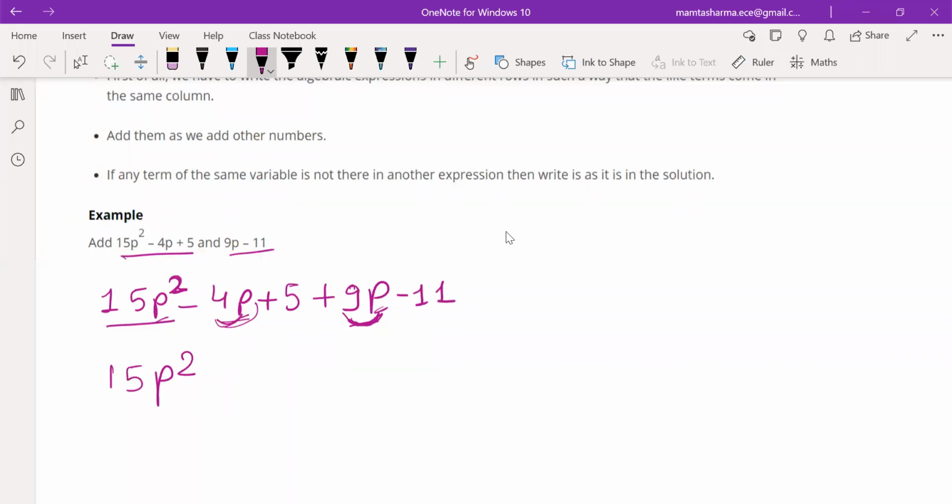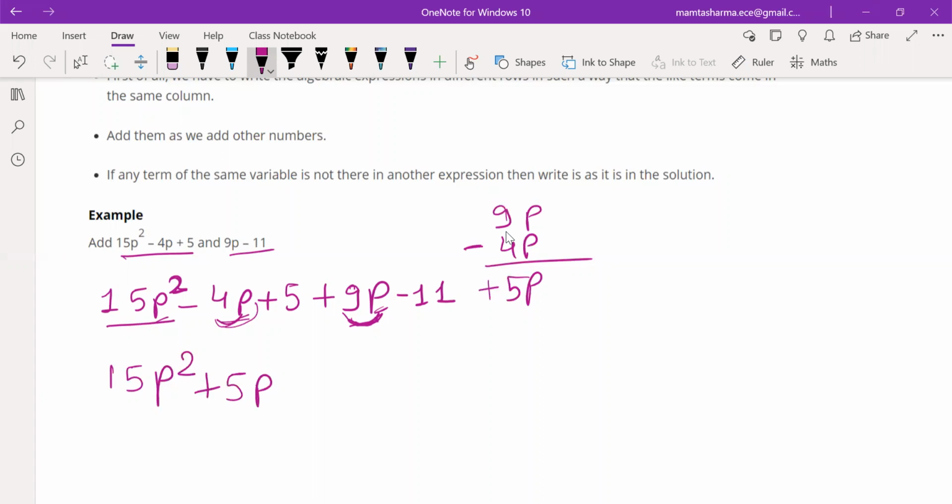Yes, Tanvi. So what would be the result if we add them? If we add 9p minus 4p, what would you get? 5p. Plus 5p or minus 5p? Plus. Correct. So plus 5p.